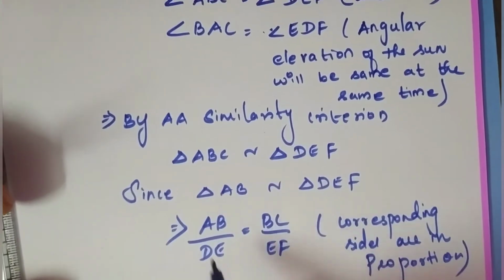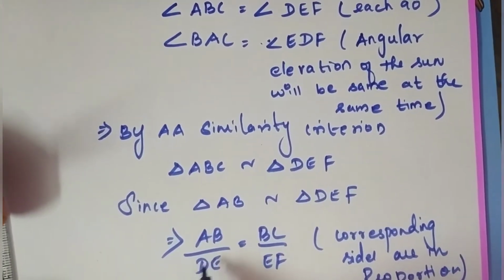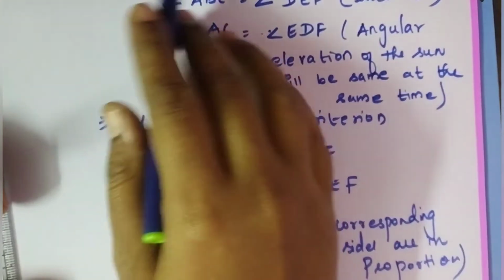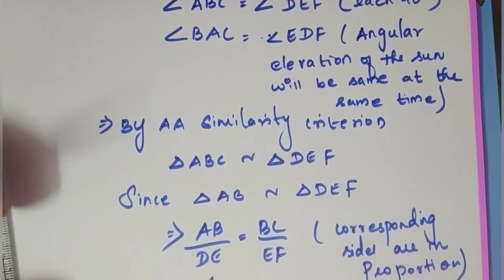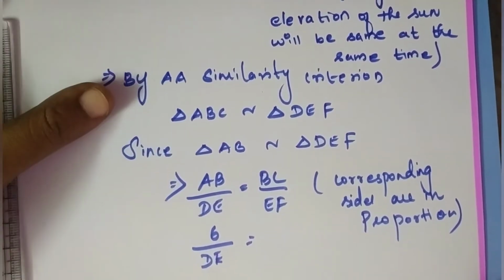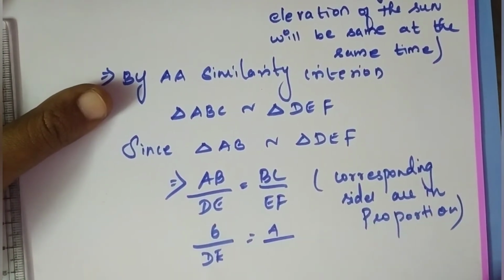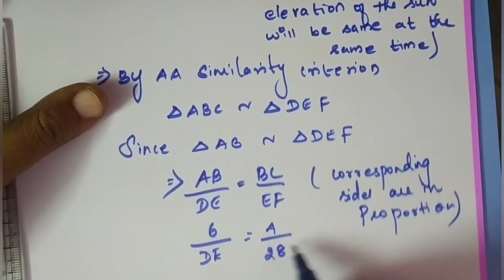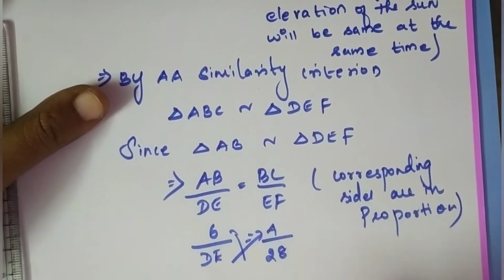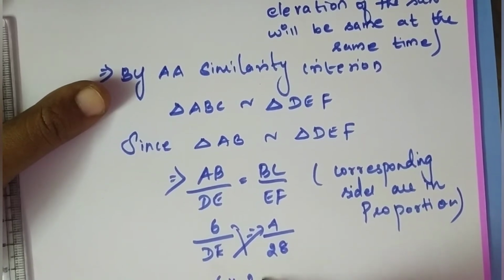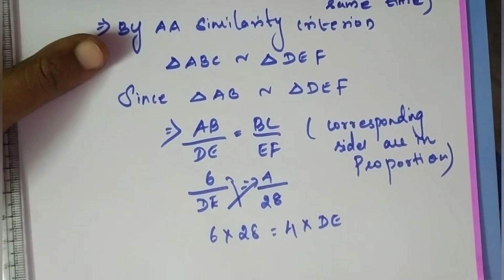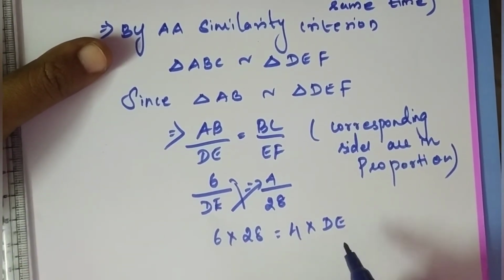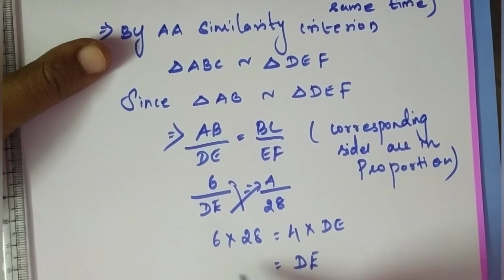Okay, then what is the value of AB? The height of the pole is 6, and DE, that only we don't know. DE is the height of the tower, and BC is 4 and EF is 28. Clear? Now cross multiply. 6 into 28 is equal to 4 into DE. We have to find the value of DE only, no? Remaining things shift to the other side.